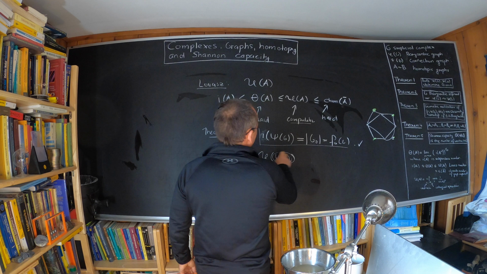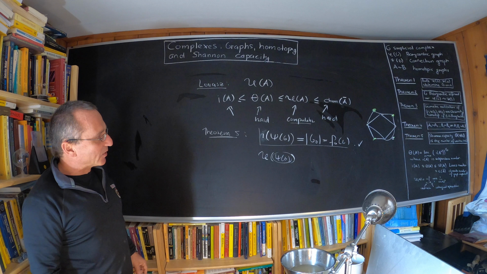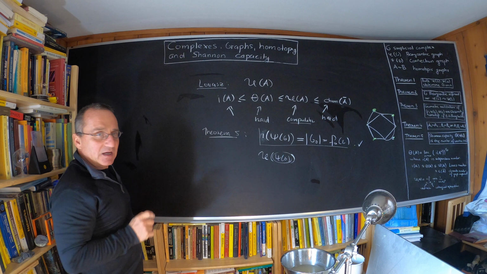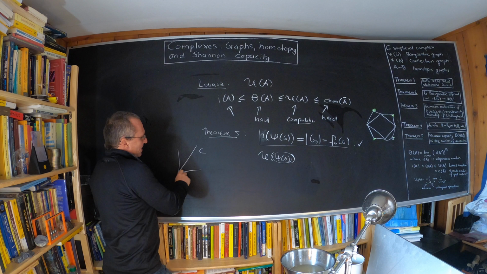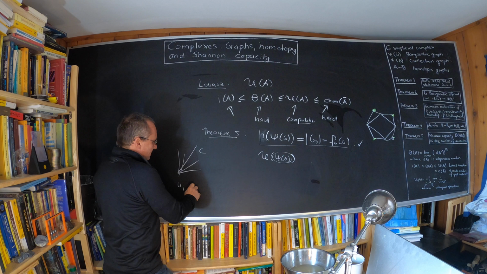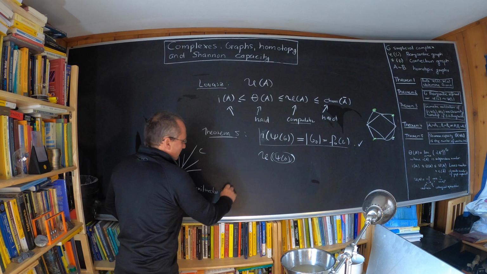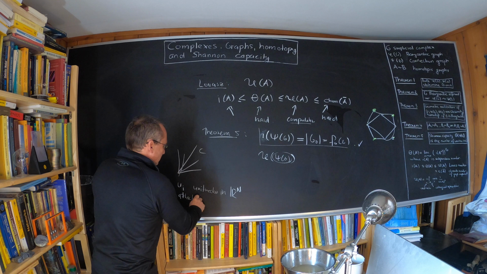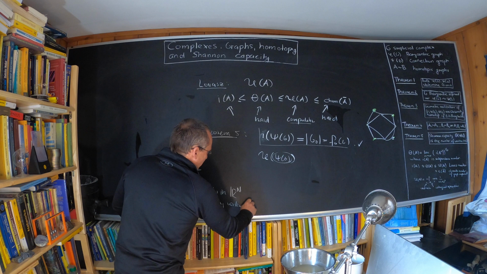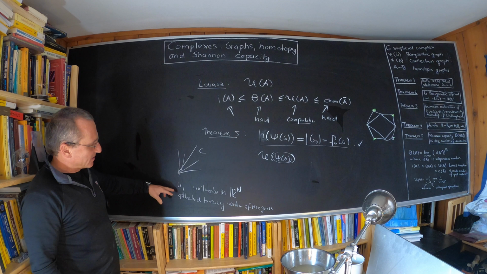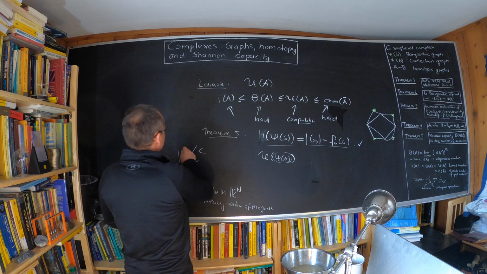The Lovász number is an interesting thing. It is actually a geometric number. So Lovász has this picture: you attach to every vertex of the graph a unit vector u_i. In the case of C5, we can take R3. That's the picture of Lovász.